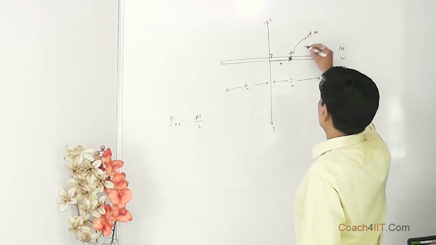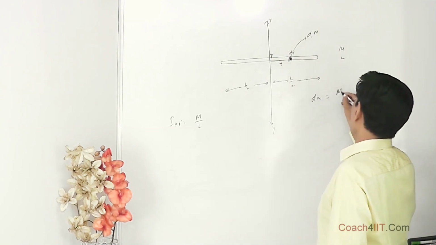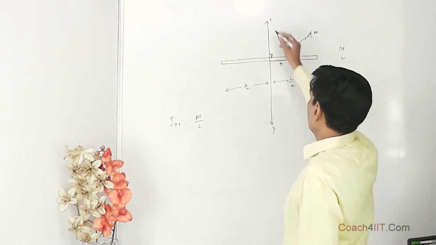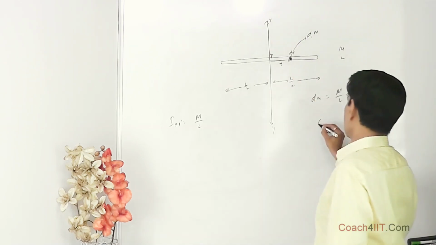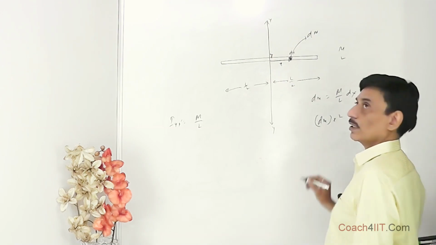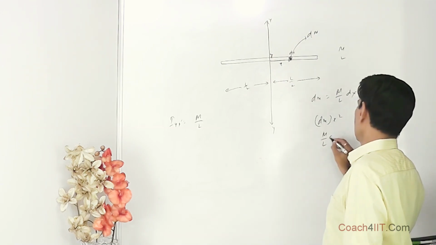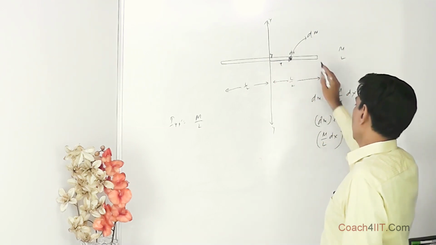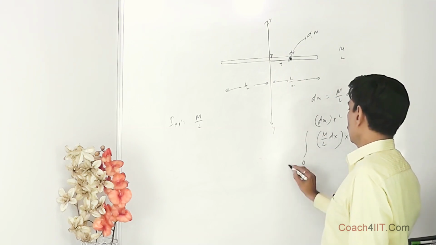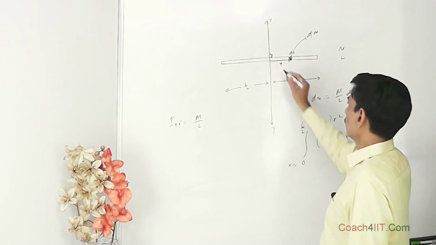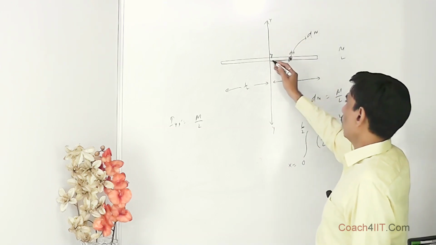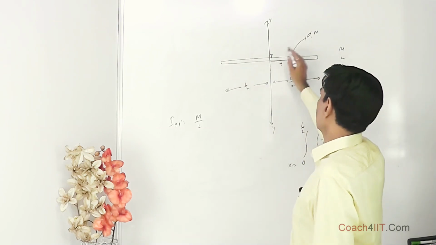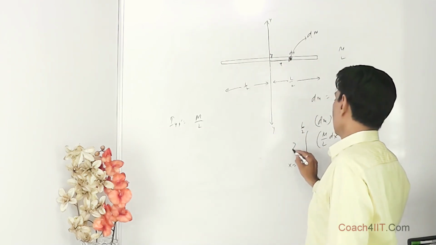Its mass is dm. So dm is once again M by L into dx. The moment of inertia of this particle of mass dm about this axis is dm into x square, that is M by L dx into x square. The moment of inertia from here to here is x equal to 0 to L by 2. It is right in the middle. So whatever the moment of inertia of this section is, the same is for this section. So we find the moment of inertia of this portion and then multiply by 2.